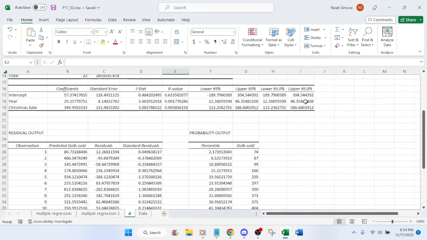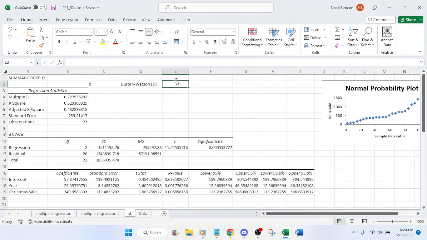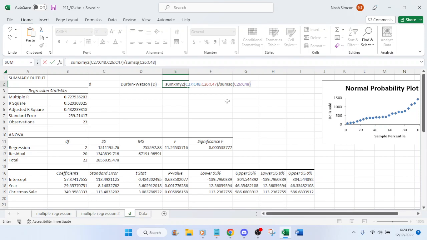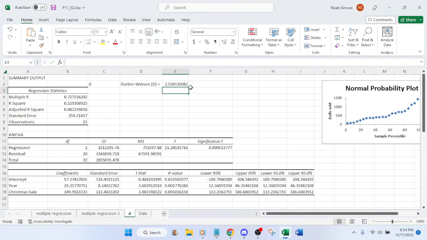That'd be funny if we weren't even required to do this. That'd be funny. Whoops, did I have equals in there? Yeah. Well, that was a lot of work just to get that number.